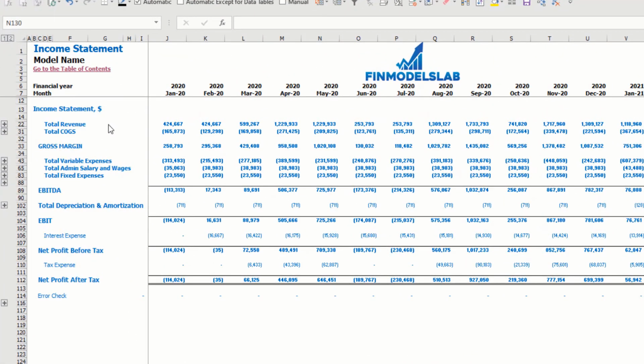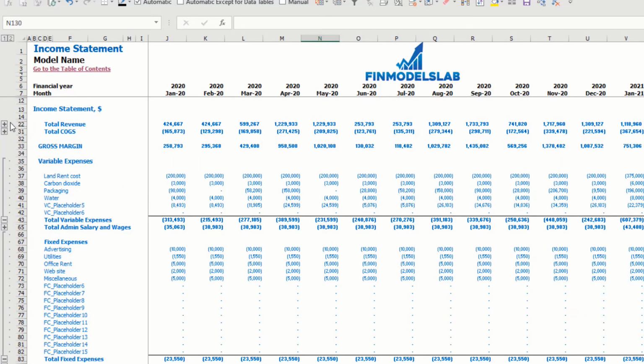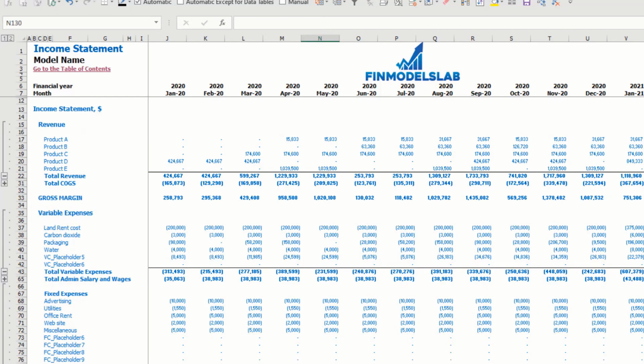On the income statement tab, you may see the main components of your profit and loss, which are total revenue, total cost of goods sold, gross margin, total variable expenses, total admin salaries and wages, total fixed expenses, EBITDA, depreciation and amortization, EBIT, interest expense, net profit before tax, your corporate tax, and as a result, net profit after tax. Please note that each category has its own subcategories, so you may click on this plus button and see the detalization, for example, for fixed expenses, or for variable expenses, or for the revenue.